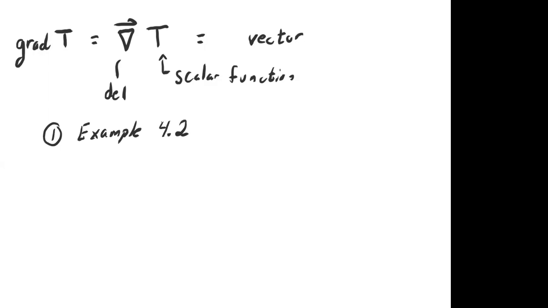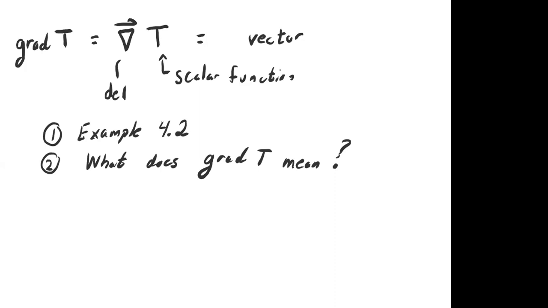That'll be example 4.2. And then the next question we'll ask is, does this gradient of a scalar function mean anything? So what does this mean? So first things first, let's do example 4.2.